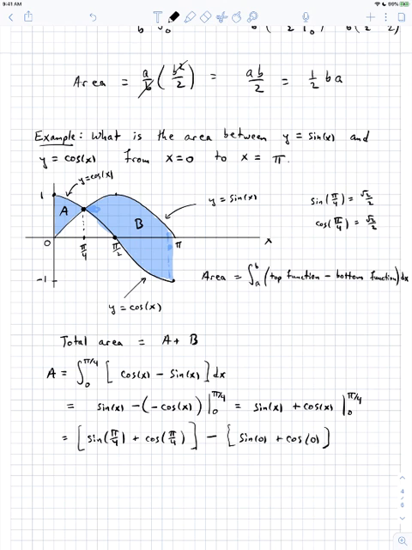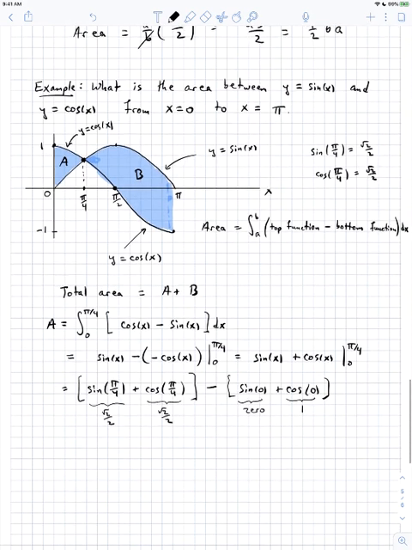Now we know what all of these things are because we already talked about how sine of pi over 4 is square root of 2 over 2. Same with cosine of pi over 4. Sine of 0 is 0, and cosine of 0 is 1. So what does that mean?